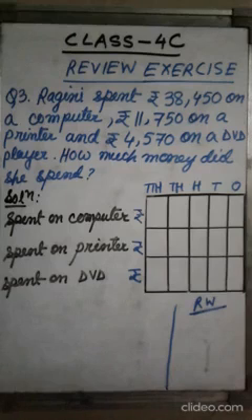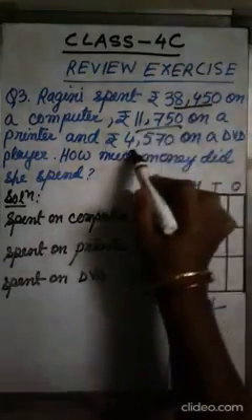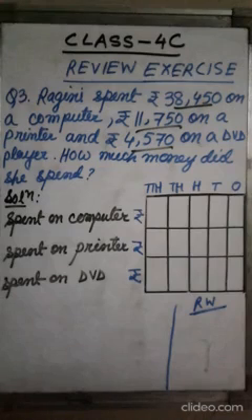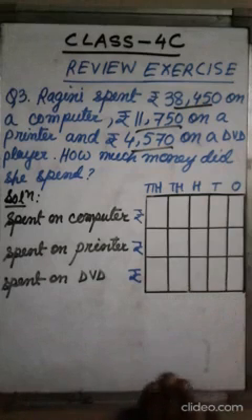Question number 3. Ragini spent rupees 38,450 on a computer, rupees 11,750 on a printer, and rupees 4,570 on a DVD player. How much money did she spend? So, if I add the three amounts, it will give the total amount spent on the three articles. We have to find the total amount spent on three articles.